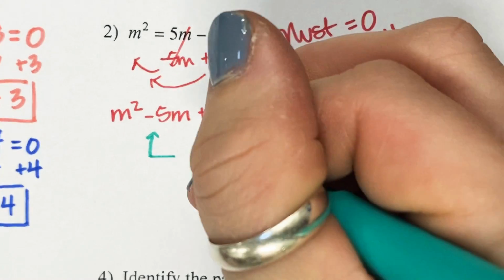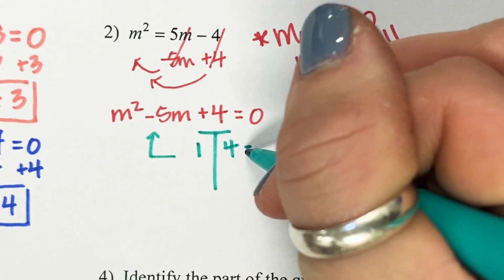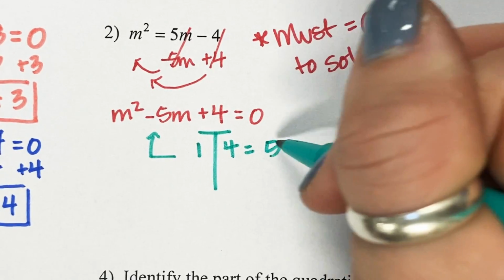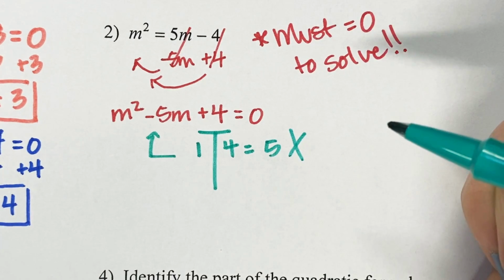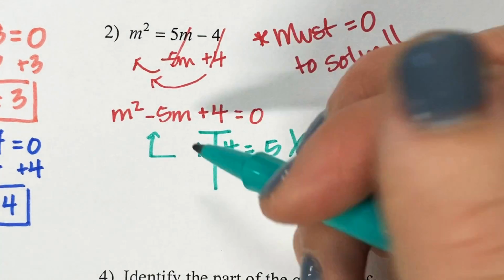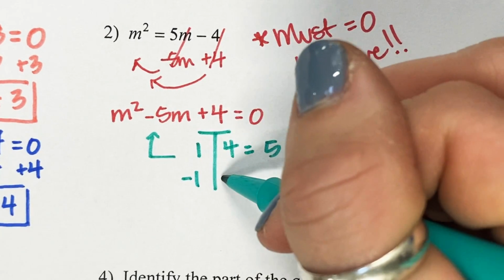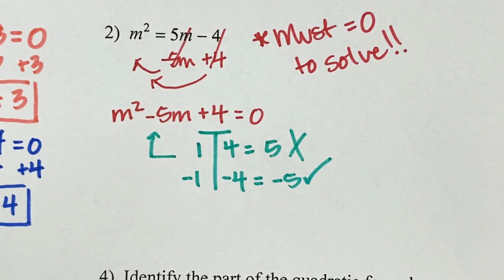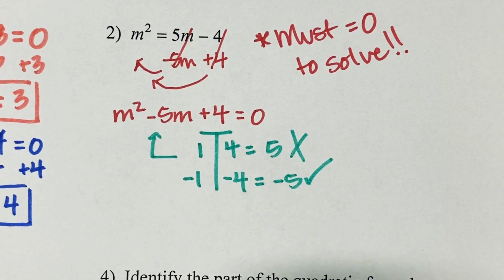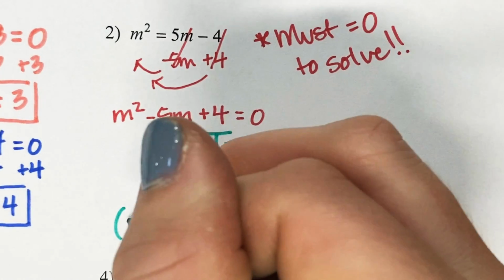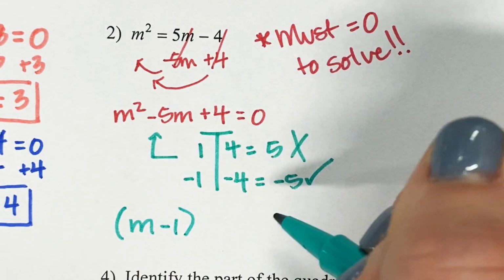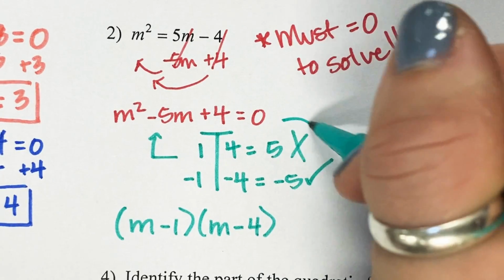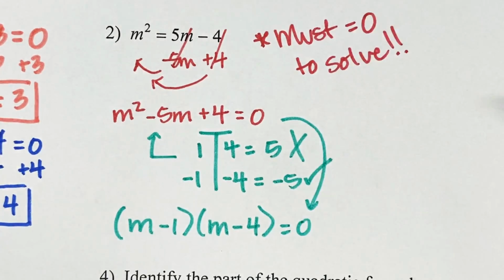Okay, well, I know 1 times 4 is going to give me positive 4. 1 plus 4 is going to give me positive 5. So close. We want a negative 5. So what I'm going to do, negative 1 times negative 4, and that's going to give me my negative 5. Okay, so now I can write it in factored form. I have m minus 1 times m minus 4, and we bring down our equals 0.